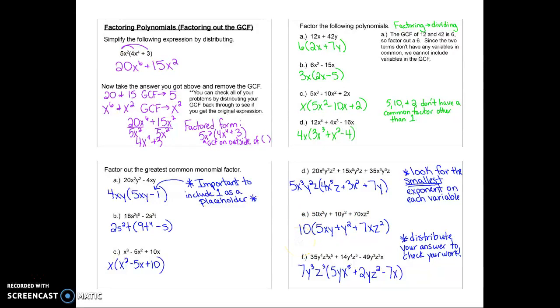Remember, with these, distributing your answer to check your work is extremely important. Some of these can get really long, and it's very easy to make a mistake on your exponents. If you take that little bit of time to check your work, it'll make your life a lot easier. So always distribute it back in to double check that you pulled out the right amount of variables. Again, this is your factoring out the GCF, which is concept number 13.